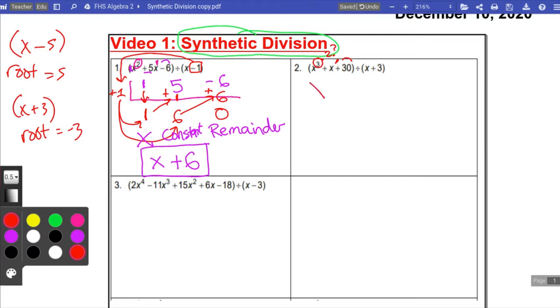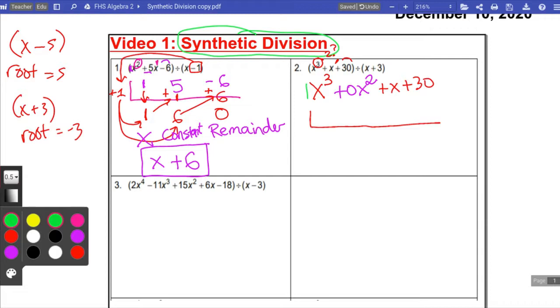When you're missing one, please rewrite it. So you have x cubed, here's the missing one, I'm going to write it in this color, plus 0x squared. And then you have the plus x raised to the first power, and you got your plus 30. All right, so those are the coefficients. Let's go ahead and put those numbers in.